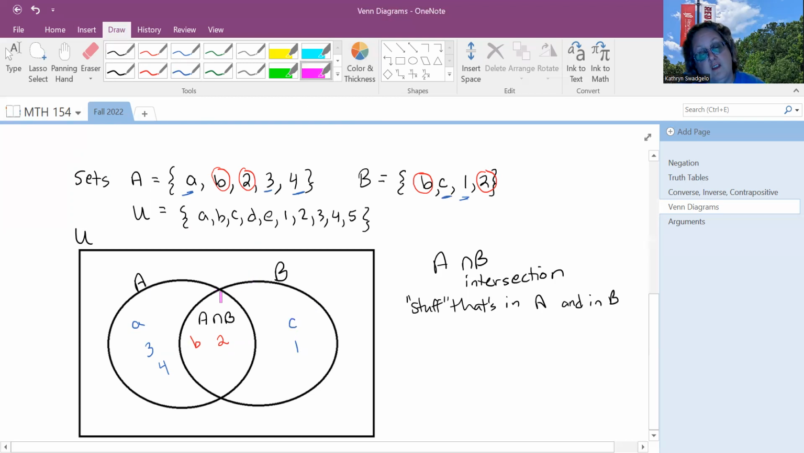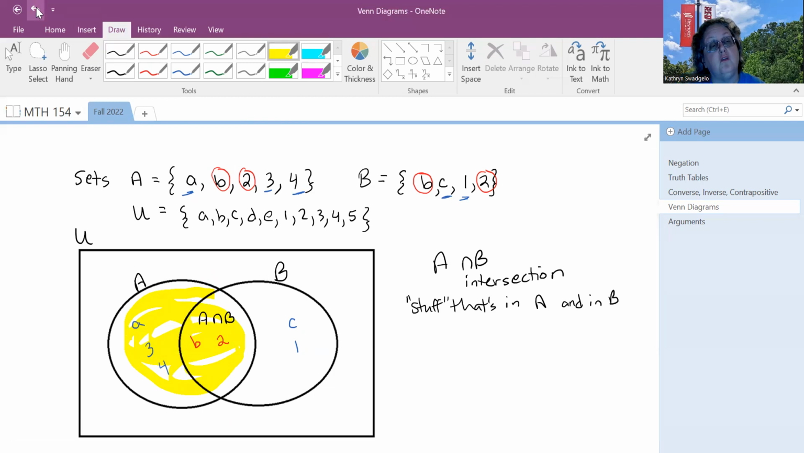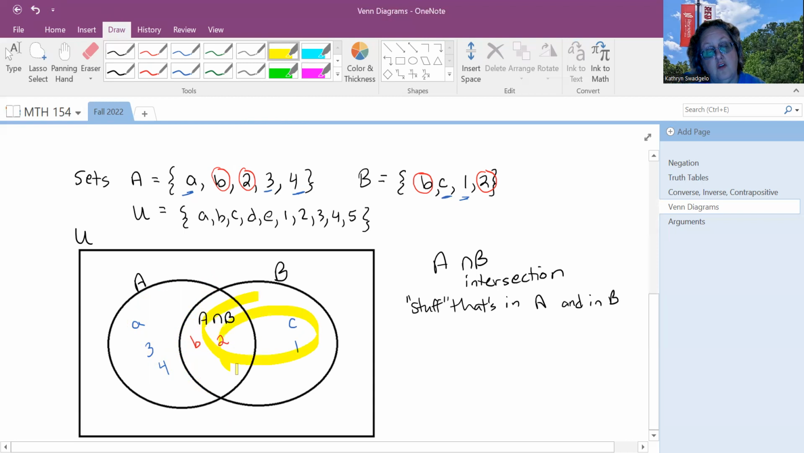So now by looking at this, I can see that B and 2 are in the intersection where they overlap. This whole thing over here, all of this, including the B and the 2, all of that's set A. So all of that stuff's in set A. Notice all of this stuff is in set B.